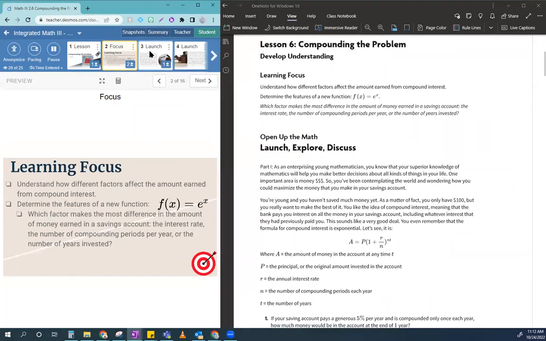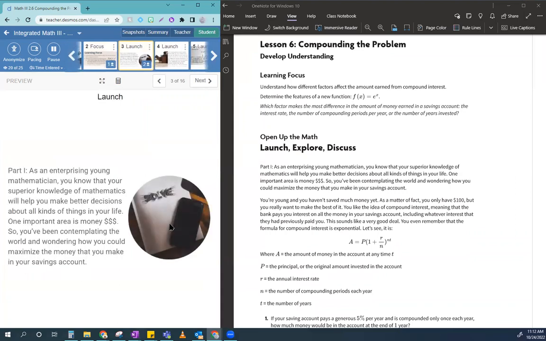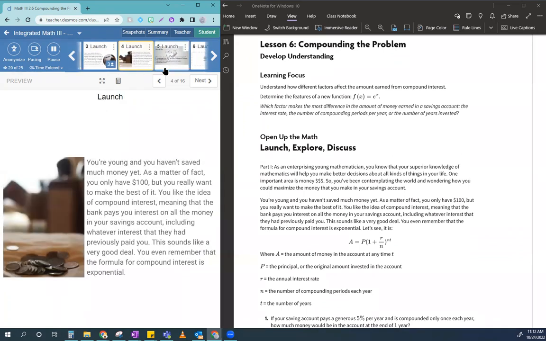Okay, so moving on. Here we're going to talk about you making money. As an enterprising young mathematician, you know that your superior knowledge of math will help you make better decisions about all kinds of things in your life. One important area is money. So you've been contemplating the world and wondering how you can maximize the money that you could make in your savings account. If this is all new to you and you haven't learned how to save money, I would learn how to do that sooner rather than later. You're young and you haven't saved much money yet, but as a matter of fact, you have $100, and you really want to make the best of it.